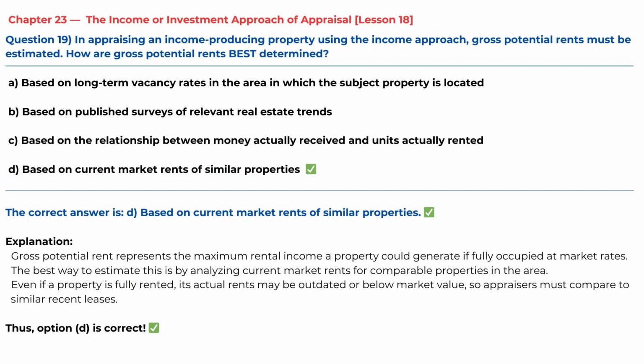Question 19. In appraising an income-producing property using the income approach, gross potential rents must be estimated. How are gross potential rents best determined? The correct answer is D, based on current market rents of similar properties. Explanation. Gross potential rent represents the maximum rental income a property could generate if fully occupied at market rates. The best way to estimate this is by analyzing current market rents for comparable properties in the area. Even if a property is fully rented, its actual rents may be outdated or below market value, so appraisers must compare to similar recent leases. Thus, option D is correct.